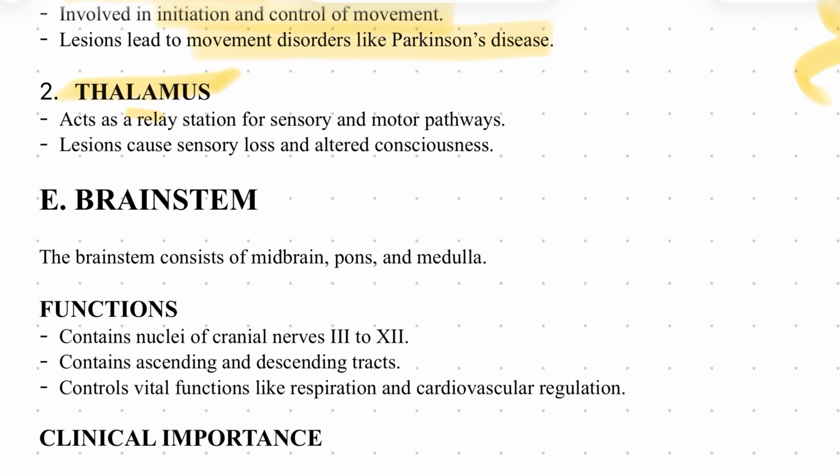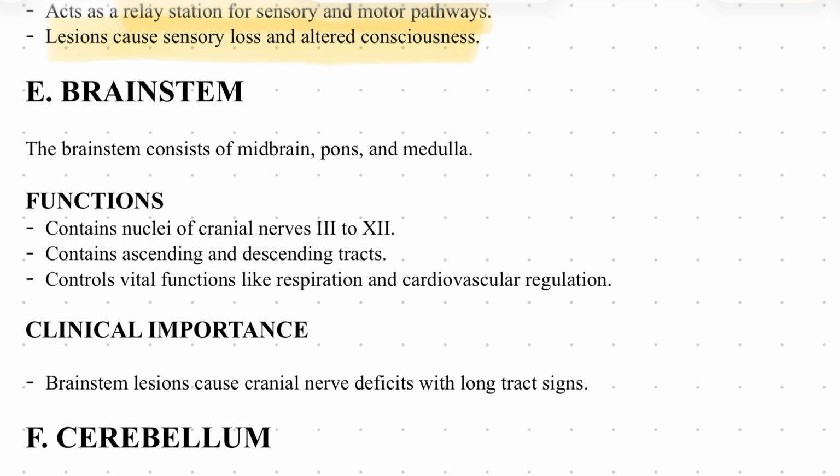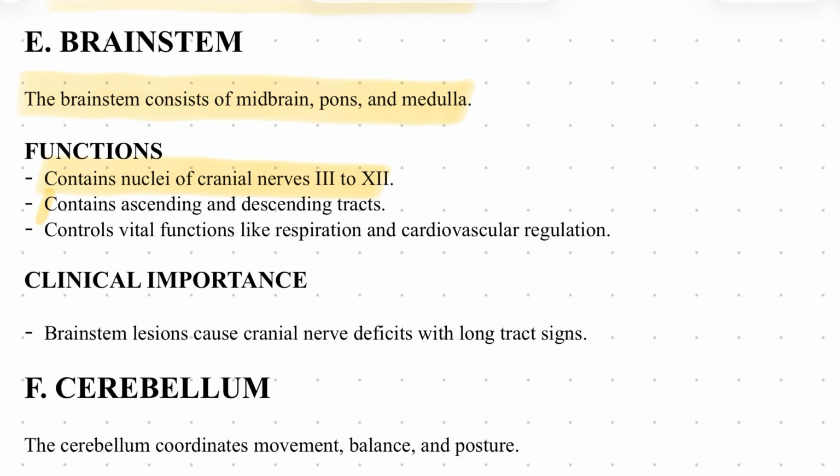Subcortical structures. We have basal ganglia, thalamus. Basal ganglia is involved in initiation and control of movement, and if there is a lesion, it leads to movement disorders like Parkinsonism.